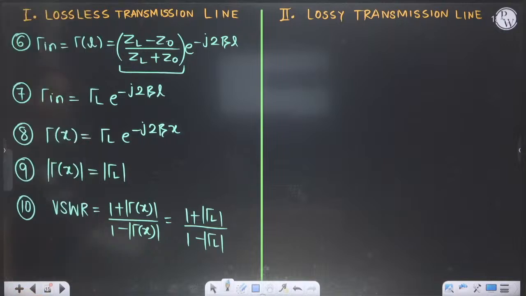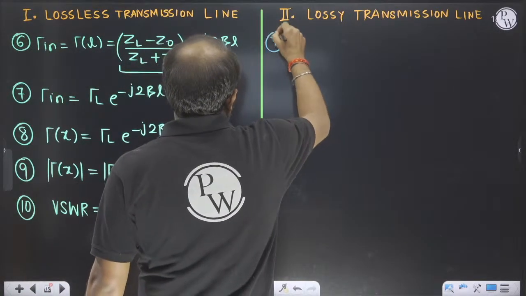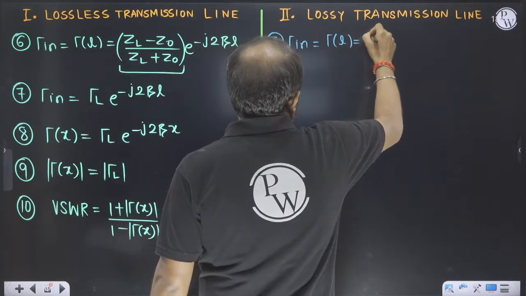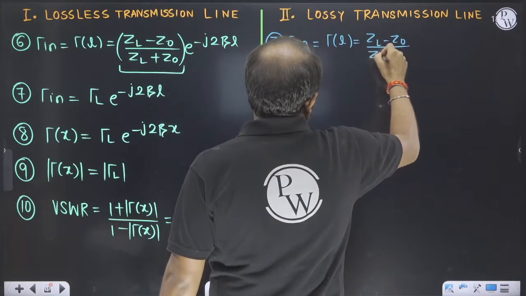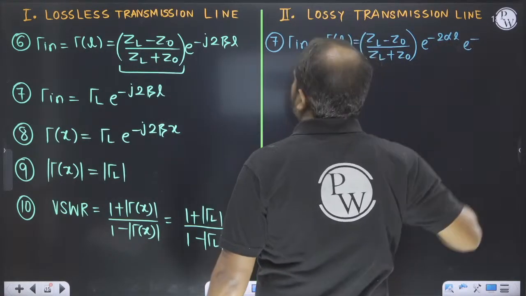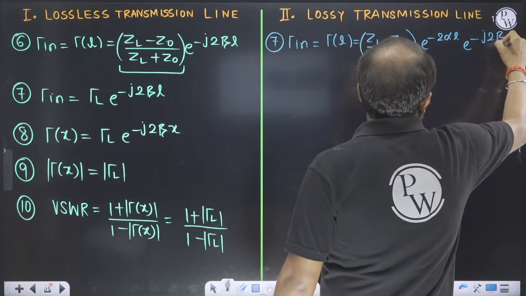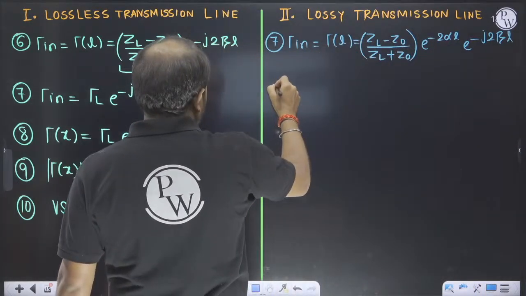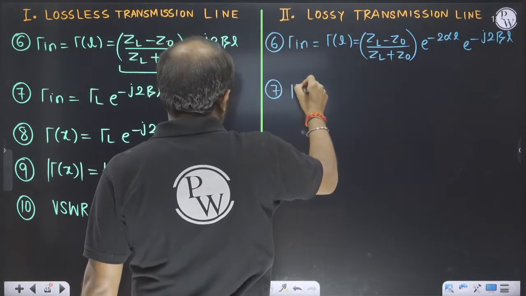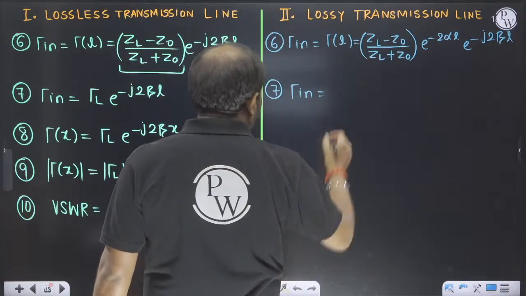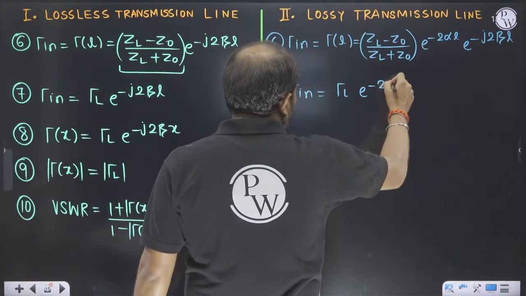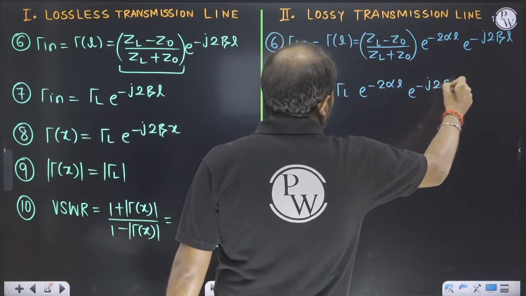Then gamma N. Gamma N is equal to gamma at a distance L. That means (ZL minus Z0) upon (ZL plus Z0), e to the power minus 2 alpha L, e to the power minus j2 beta L. Then we have the 7th point: gamma in will be written as gamma L, e to the power minus 2 beta L, e to the power minus 2 alpha L, e to the power minus j2 beta L.